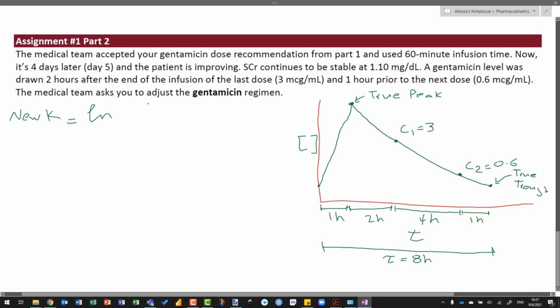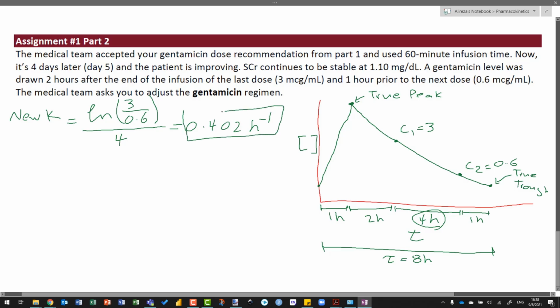So basically, you say ln of your C1, which is 3, divided by C2, which is 0.6, and then this is divided by the time between the two. We calculated this to be 4. So 4 goes here in the denominator, and that will give us 0.402 in inverse hours. So from now on, we're going to use this K for any calculations we do.